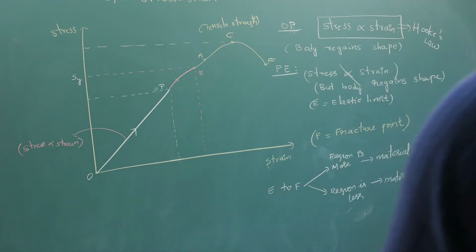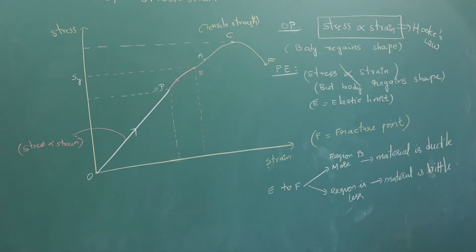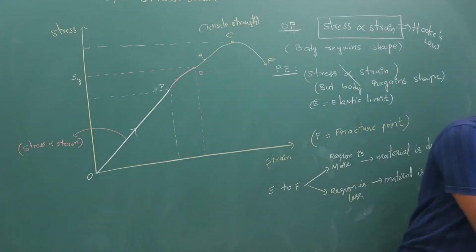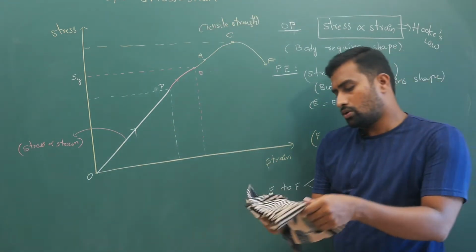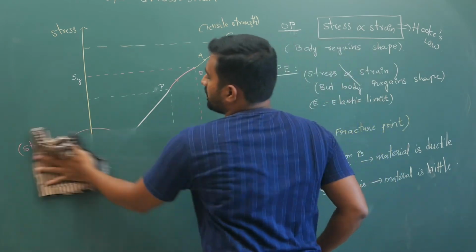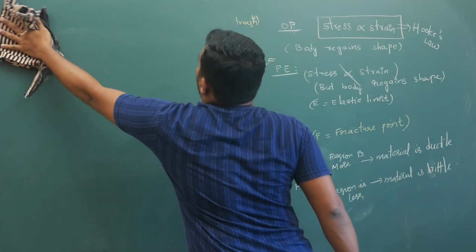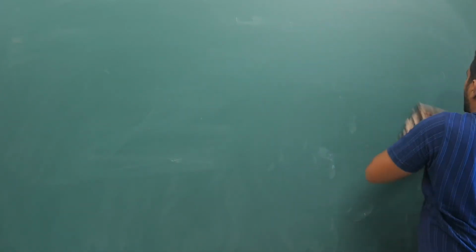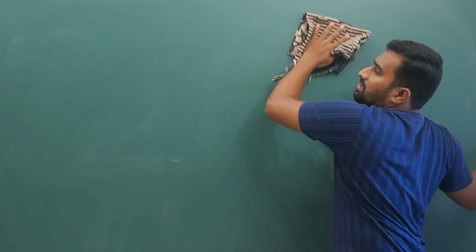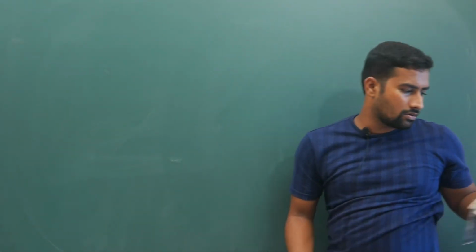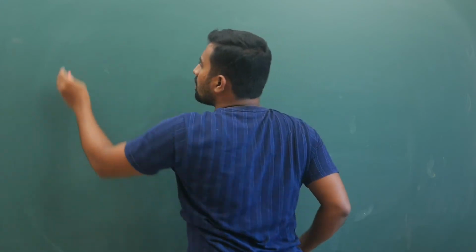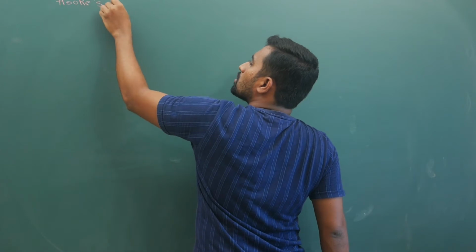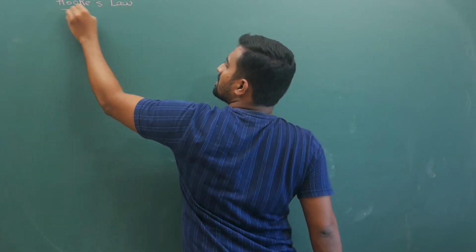Now the next part, hope you have copied it down. Once this is known to us, we will see Hooke's law and the advantage of Hooke's law. We will define different terms from Hooke's law. Hooke's law proof is also present, but I will not touch that now. So I will tell you what Hooke's law states.